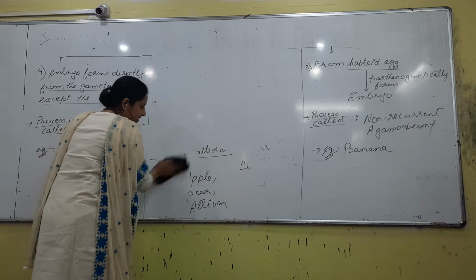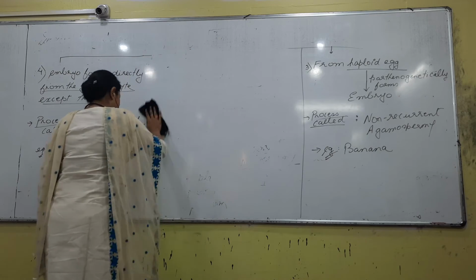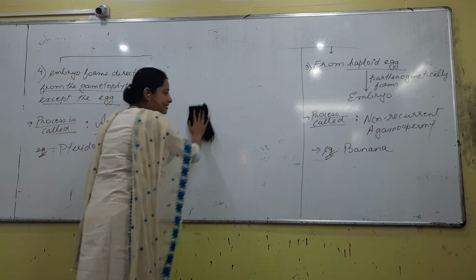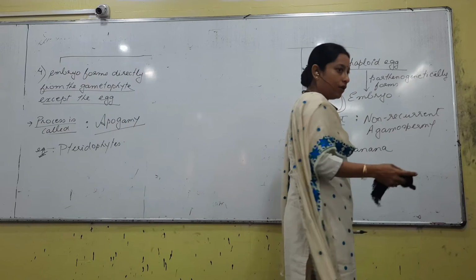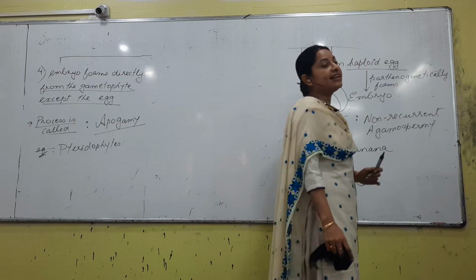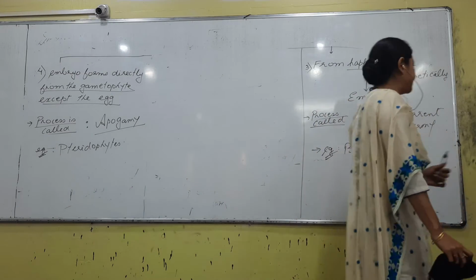Parthenogenesis is without fertilization. In case of plants or in case of animals, parthenogenesis, parthenocarpy. The process is seen in case of animals, right?